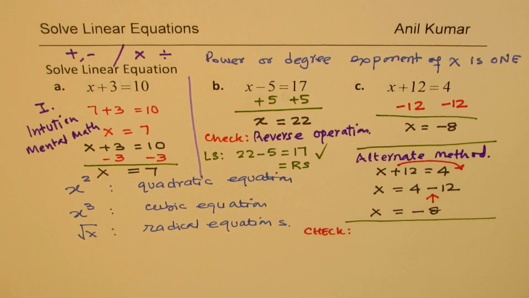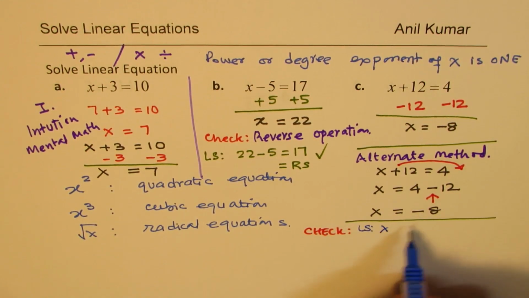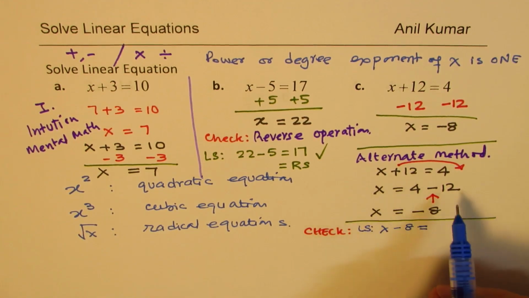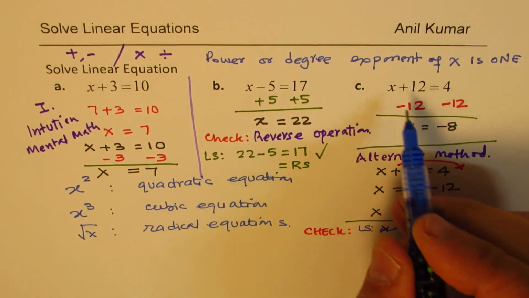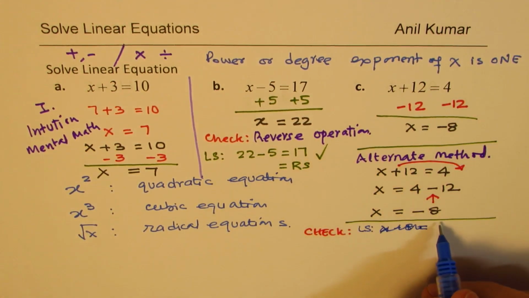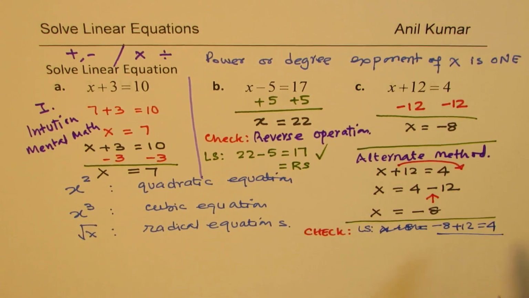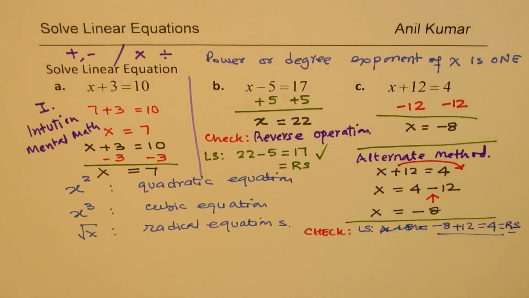So on the left side, what do you have? You have x plus 12, so x is minus 8, so if I do minus 8 plus 12, I do get 4, right? So that means this left side is equals to right side, and my solution is correct. Perfect. So that is how you actually solve and check.